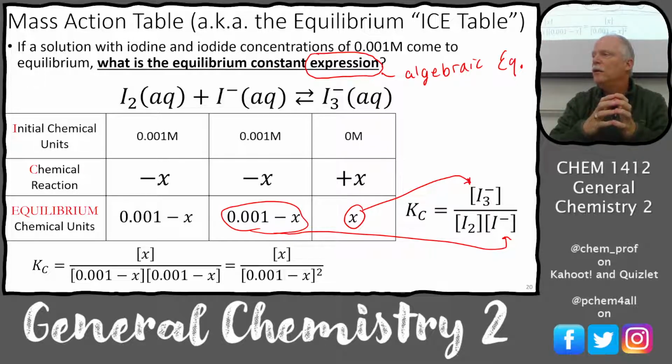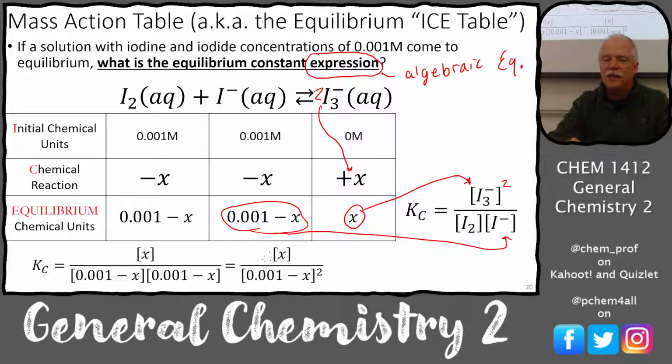So it's always going to be products over reactants. Okay, so let's say that it's 2 I3. Would that be 2x? Yeah, so if it was 2 here, then that 2 would come down here in the 2x, okay? And then over here, it would also be squared.